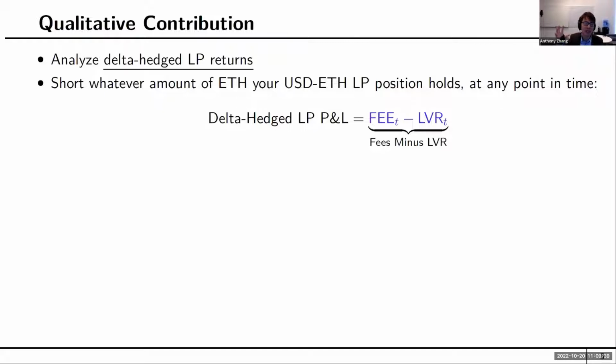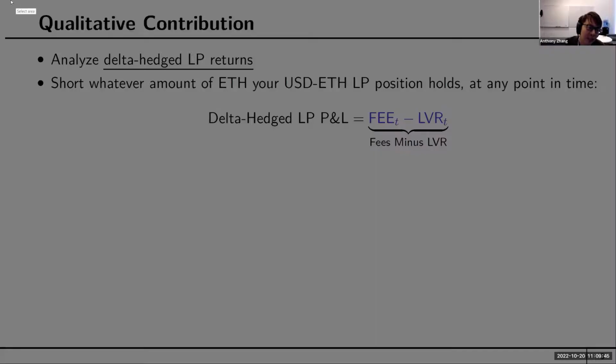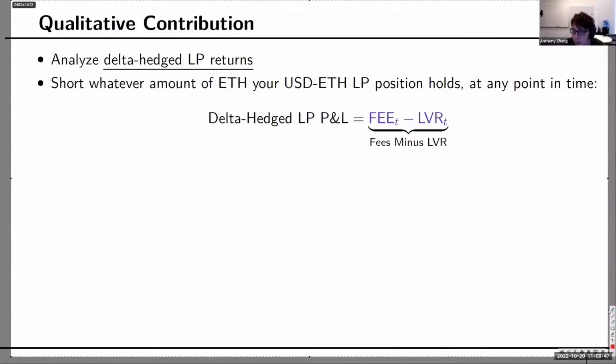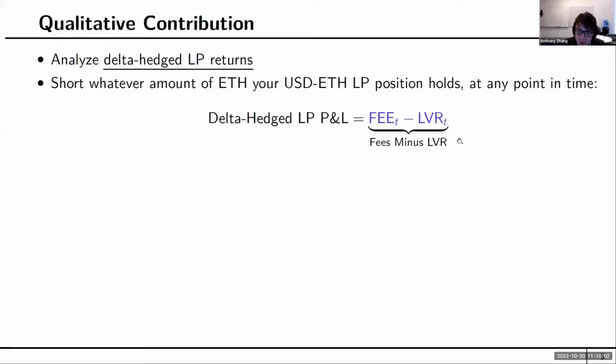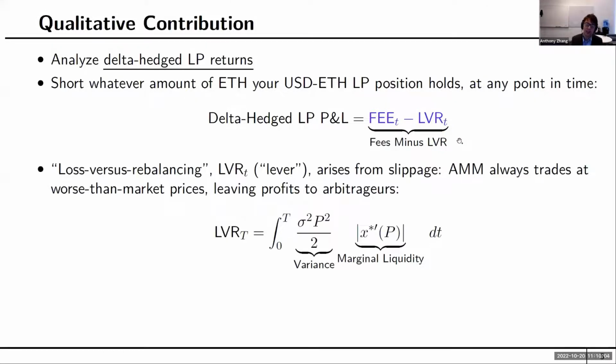Once you short that out, we eliminate the market risk, and then we can ask what is left. It turns out that an LP position, once you short out the market risk, is a sum of two things: how much fees you are collecting as people trade with your pool, and an object that is the core of this paper, which we call loss versus rebalancing. So what is this thing? What is LVR? What is the core cost of providing liquidity as an LP?